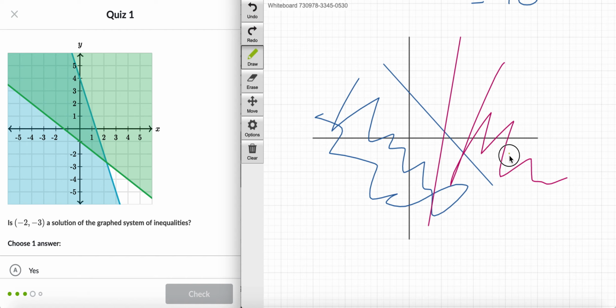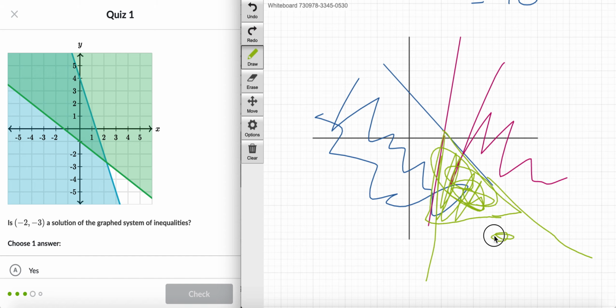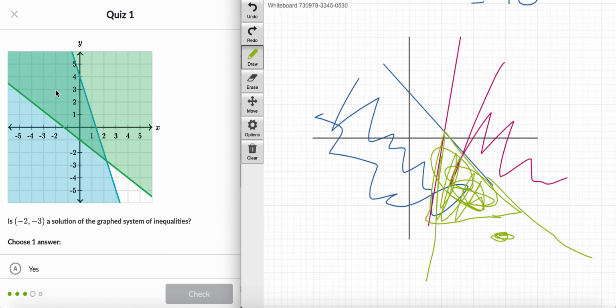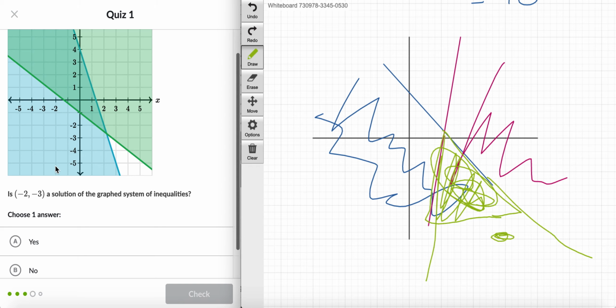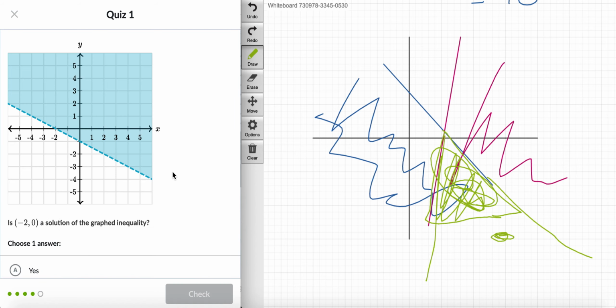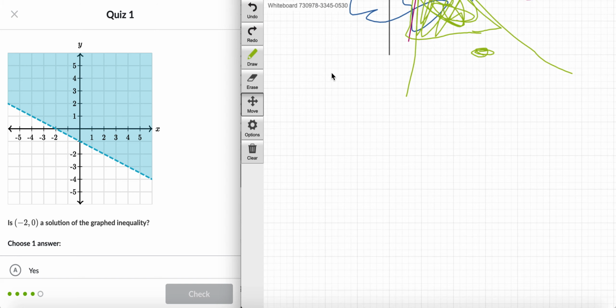Same way, is this a solution to the system? No, it's only in red. Really, the solution to the system is this triangle right here, and so on and so forth. Unless there's a point right here, it does not satisfy both of the inequalities. So -2 and -3 only satisfy the blue one, so it's not a solution for the graph system above. Okay, so final question.